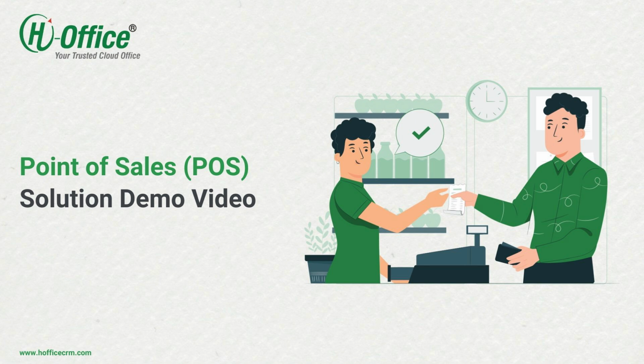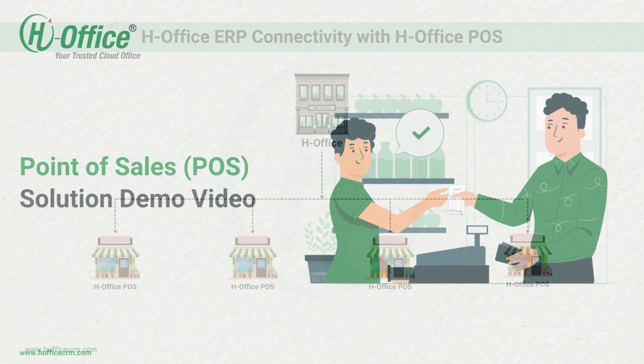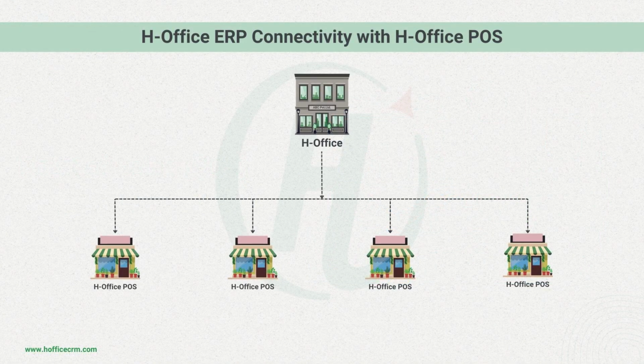This add-on module is designed for organizations in the retail business that want a quick billing solution for their retail outlets. Whether you are running one retail outlet or a chain of retail outlets, and along with it you want to use a powerful H-Office CRM and ERP to manage your office, warehouse, and manufacturing facilities, this solution is a perfect fit for you.